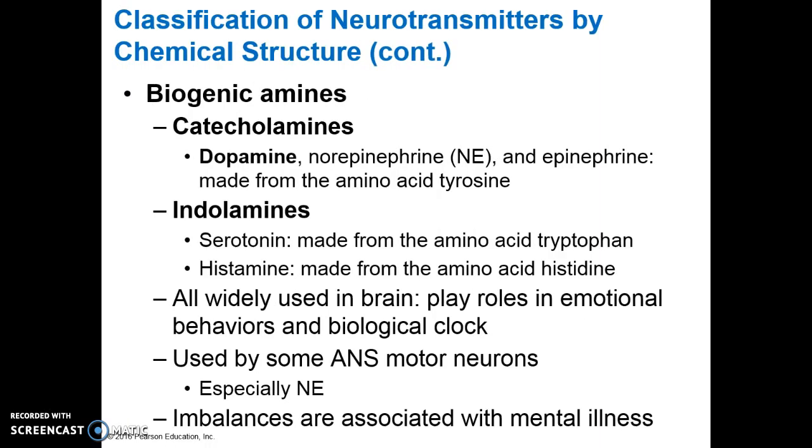And the other is going to be part of the biogenic amines, the catecholamine. Essentially, norepinephrine is the other neurotransmitter that you are going to be responsible for.